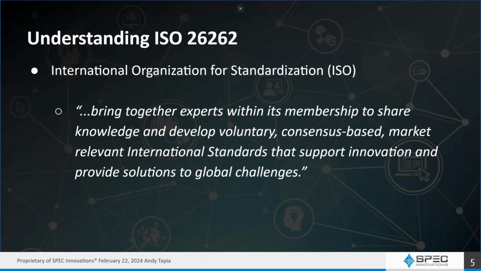So to understand ISO, the standard, first we've got to understand the organization behind the standard. And their name is the International Organization for Standardization, which is ISO for short. And ISO is a community of global experts, and their stated mission is to, quote, bring together experts within its membership to share knowledge and develop voluntary, consensus-based, market-relevant international standards that support innovation and provide solutions to global challenges, end quote. And I think from this, we can see that this is a widely respected and influential organization, and that their standards carry a lot of weight in the international community.